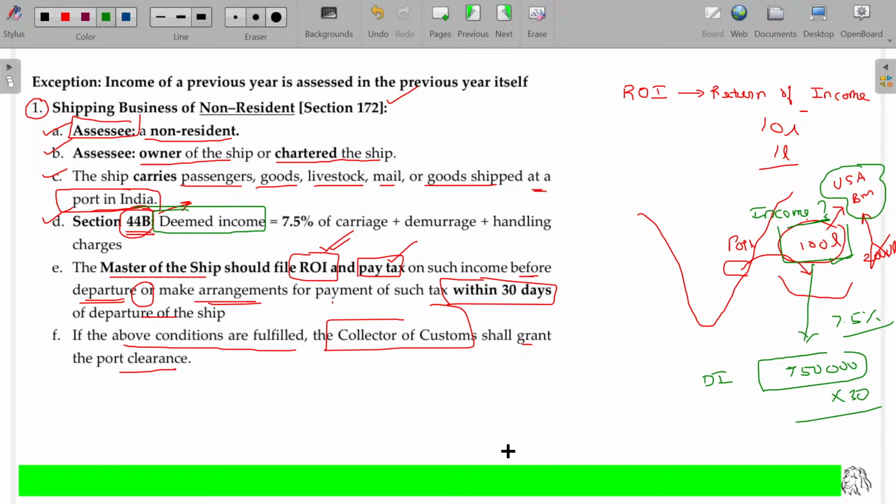Hope now you'll be able to understand section 172. This is all about section 172. Previous year is equal to the assessment year, in some cases, especially in the first one, shipping business. Shipping business of whom? Non-resident, not Indian resident. If he is in India only, we can catch him at any time. We can recover the money. If he's a non-resident, the moment he departs from the Indian port, we cannot catch him. So collect the tax before he leaves the port.